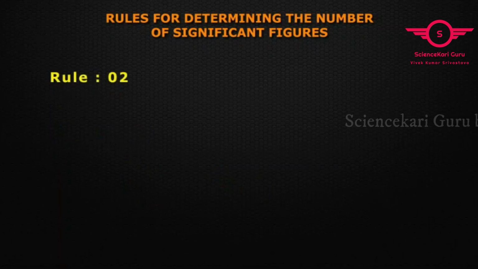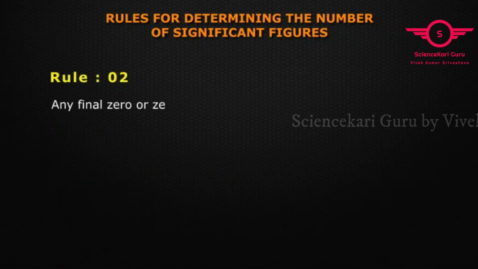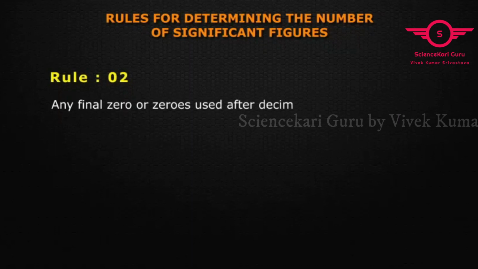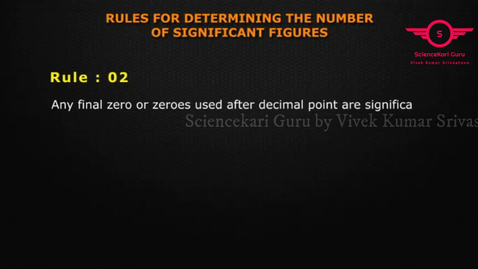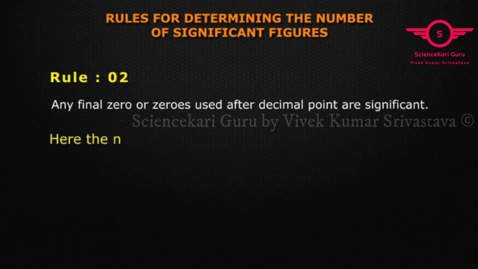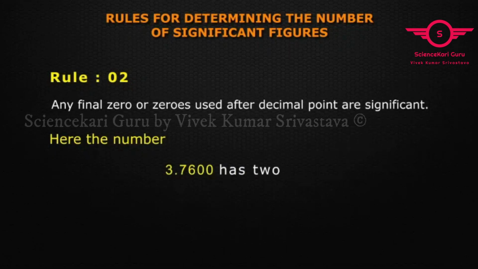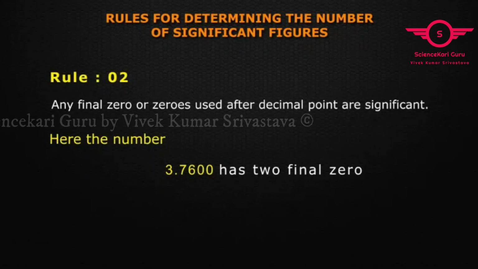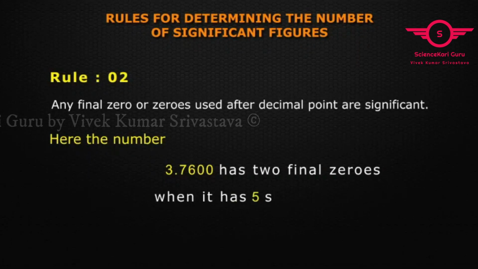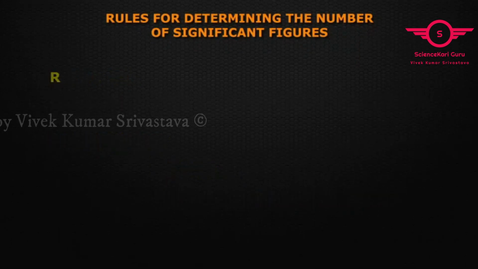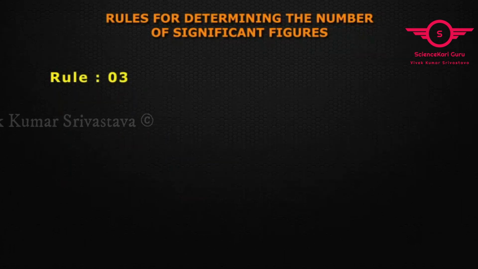Rule 2. Any final zero or zeros used after the decimal point are significant. Here, the number 3.7600 has 2 final zeros. Then it has 5 significant digits. Rule 3.